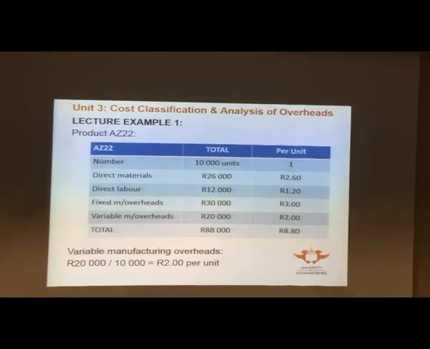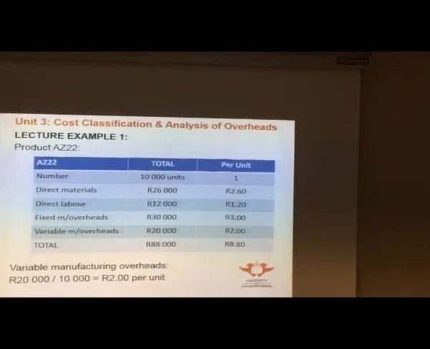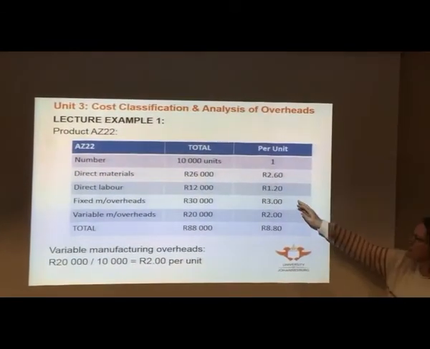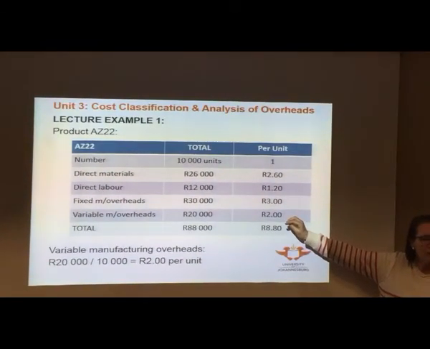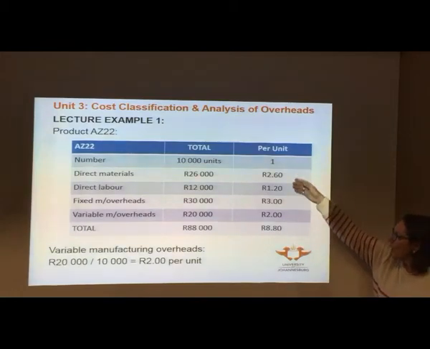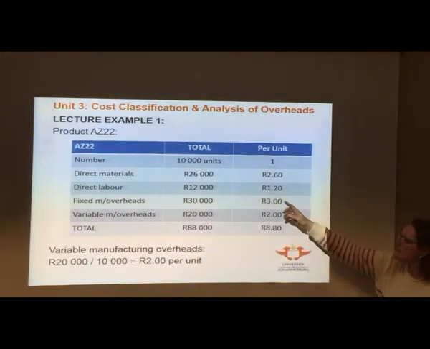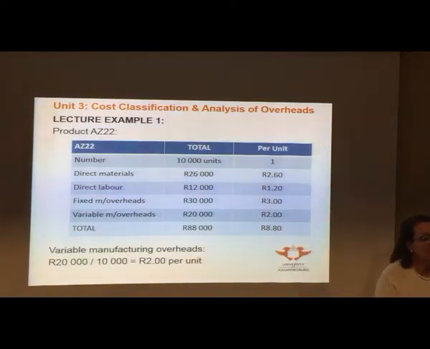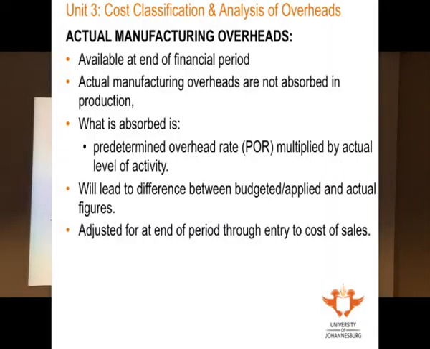Now in this example, we were using units of production as our cost drivers to allocate our fixed manufacturing overheads and our variable manufacturing overheads. So in all the cases, we were using 10,000 units, but we can use different cost drivers. So for the next 3 examples, we're using different cost drivers to allocate the overheads. So we need to now see if we can do that.